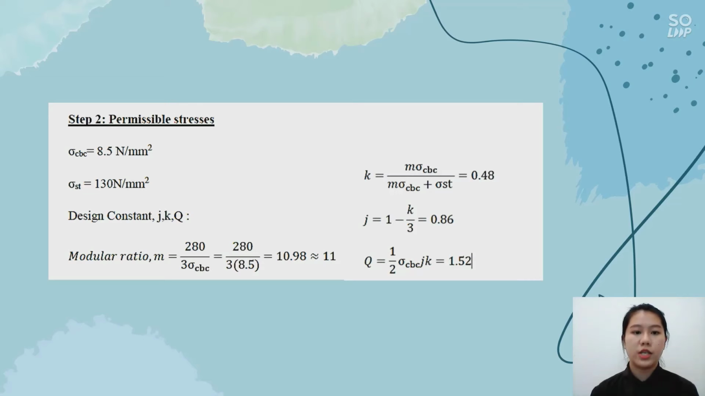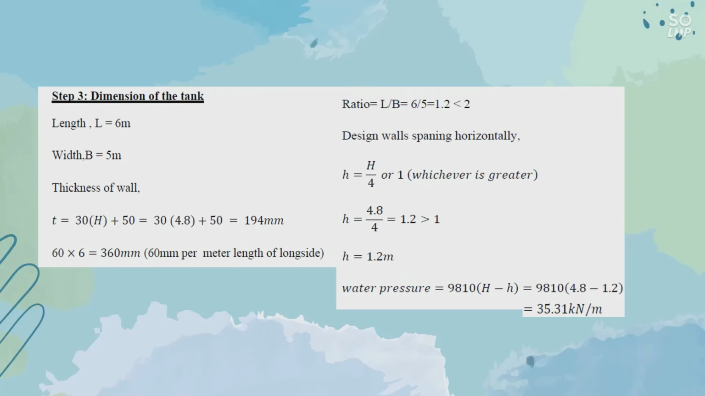The design constants j, k, and Q can be found by using the formula. The modular ratio m is 11, k is 0.48, j is 0.86, and Q is 1.52. Step 3, dimension of the tank. The length of the tank is 6 meter and its width is 5 meter. Thickness of wall is 194 mm and 360 mm. Since the ratio L over B is 1.2, that is less than 2, design the wall spanning horizontally. The h is 1.2 meter and the water pressure is 35.31 kN per meter.